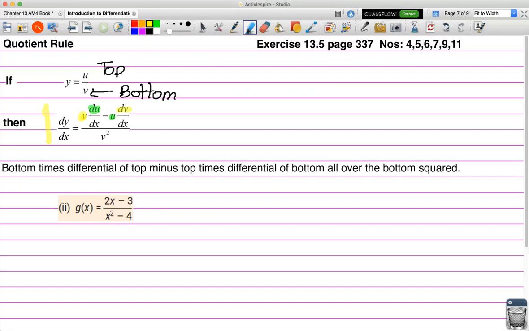And if you look at the line below, I've written it in English, and that's what you should do. You should learn it in English. Bottom times differential of top minus the top times differential of the bottom, and then don't forget all over the bottom squared.